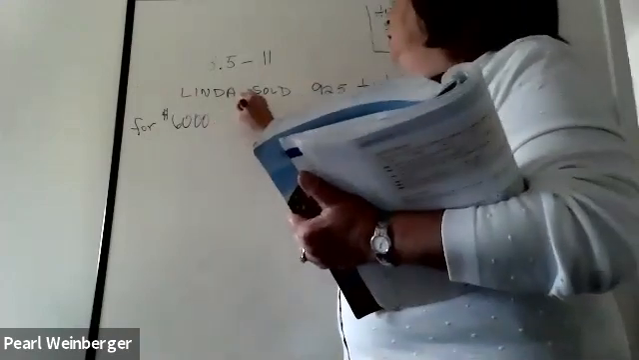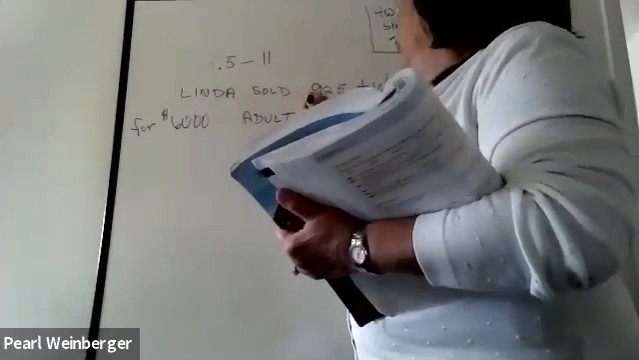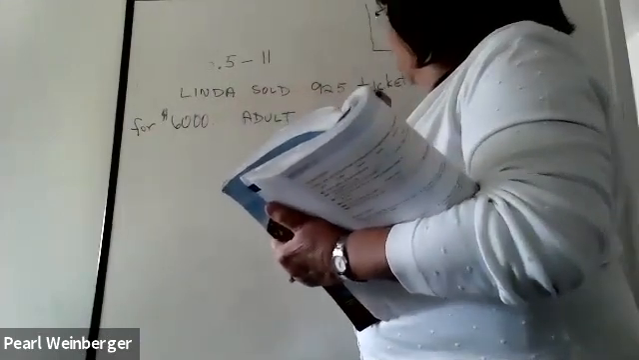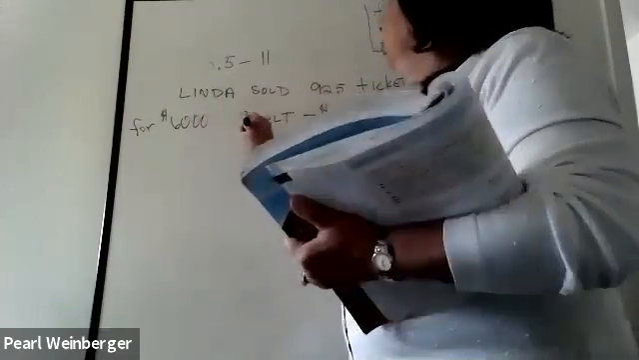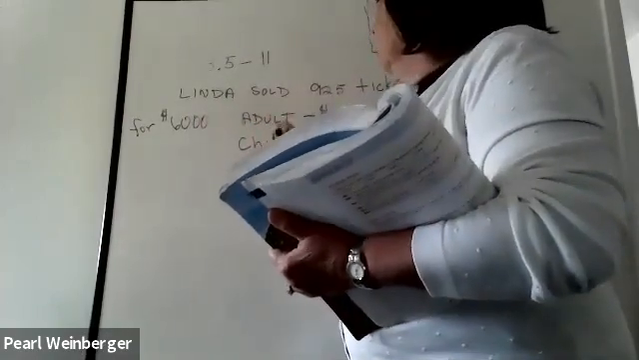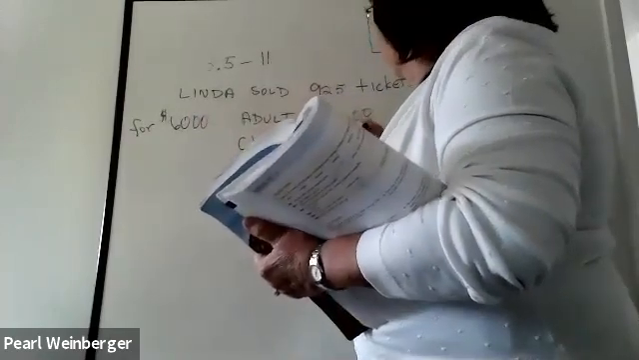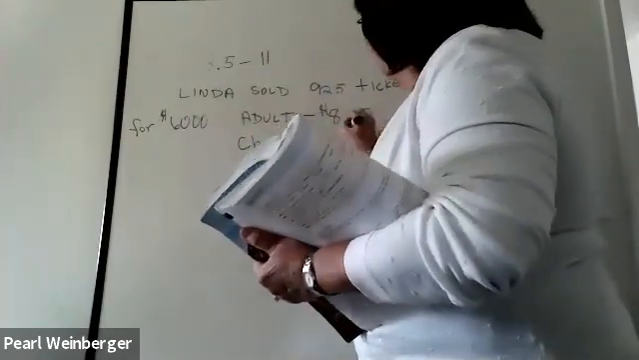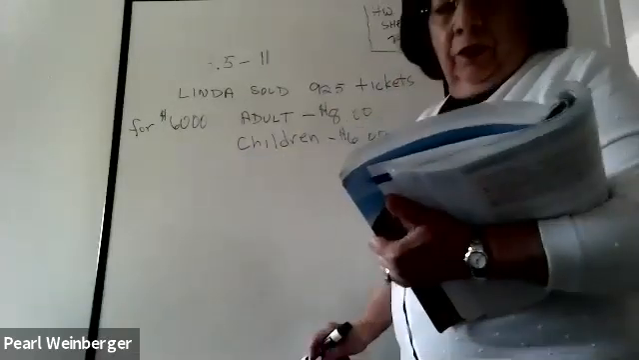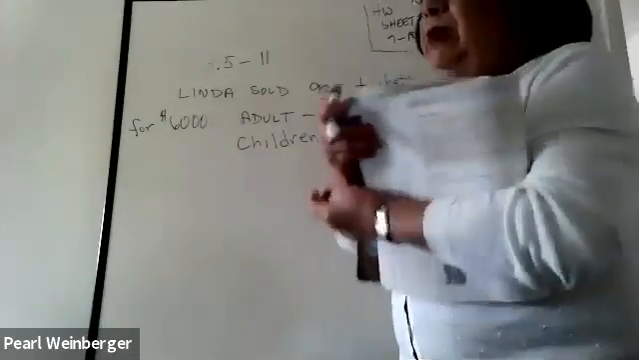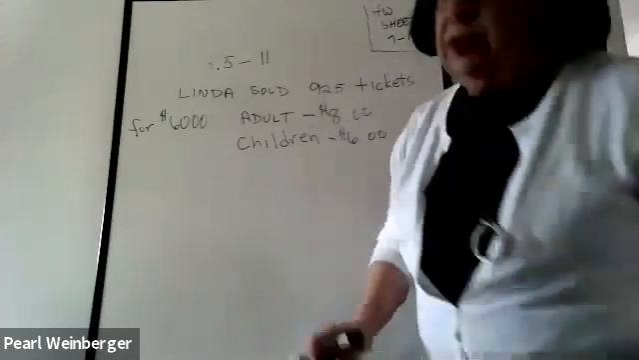She sold adult tickets for $8 each, and children's tickets for $6 each. We want to know how many of each type of ticket did she sell.